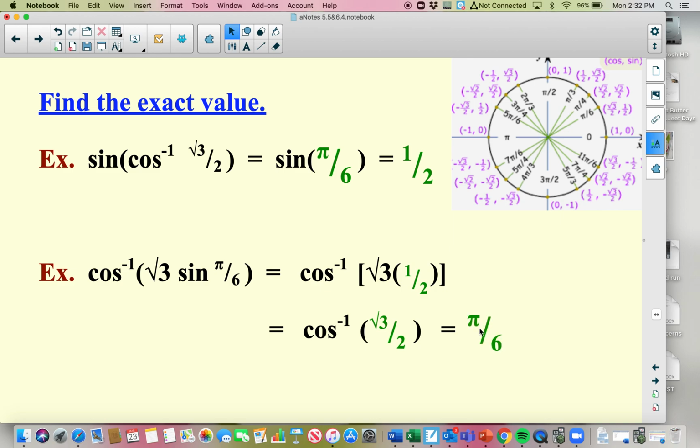And there you have it. So inverse trig isn't too bad as long as you're comfortable with your unit circle. You're essentially working your unit circle backwards of the last couple days.